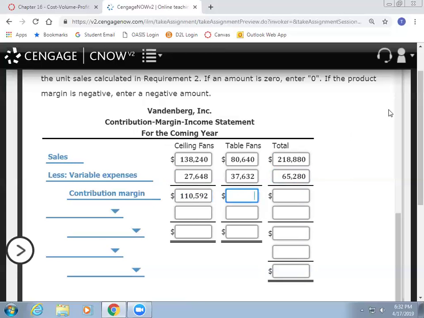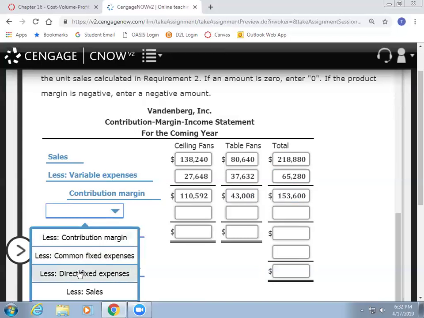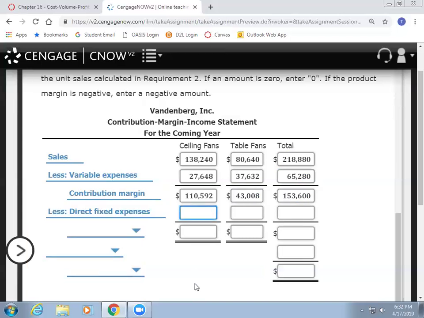Table fans, when we subtract, we get 43,008. And for our total, it should be 153,600. Since we have a package here, the next thing we're going to do is take out the direct fixed expenses.